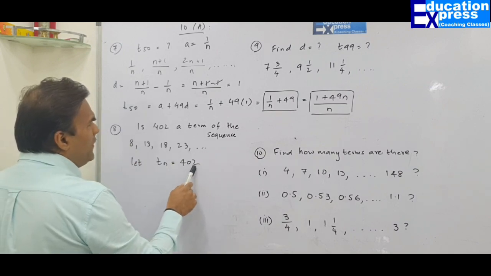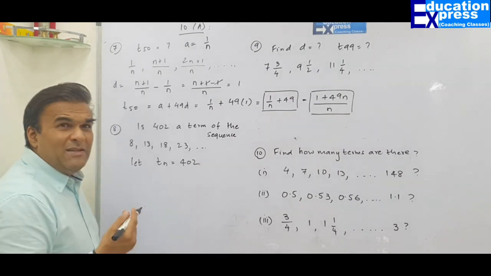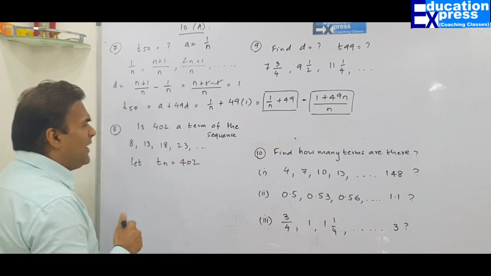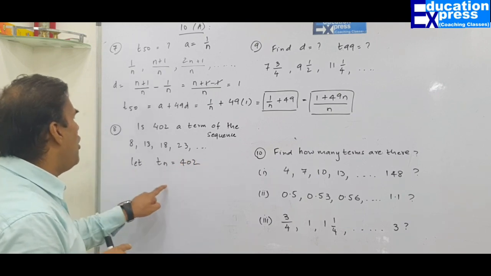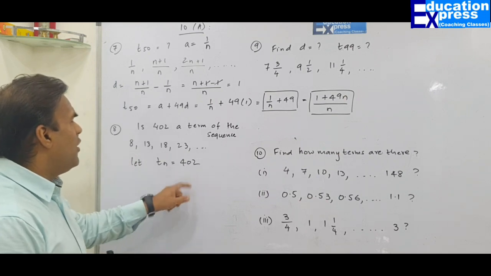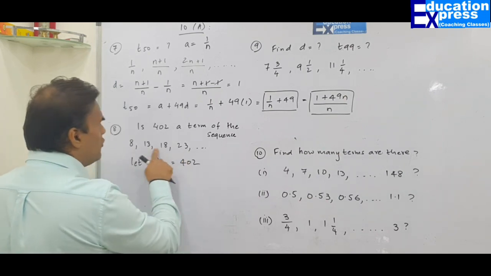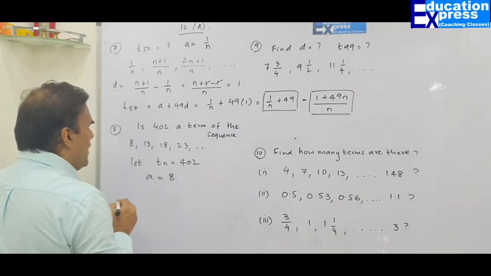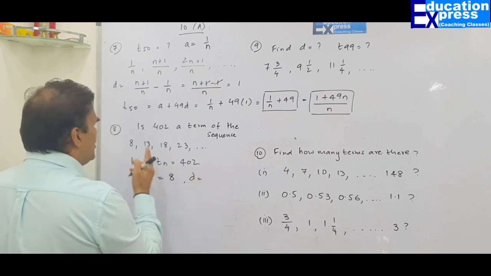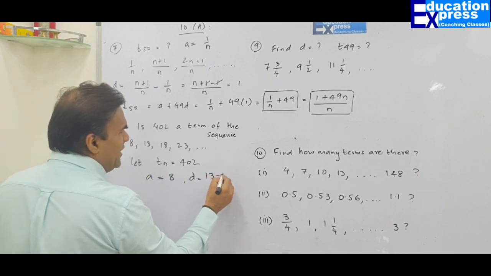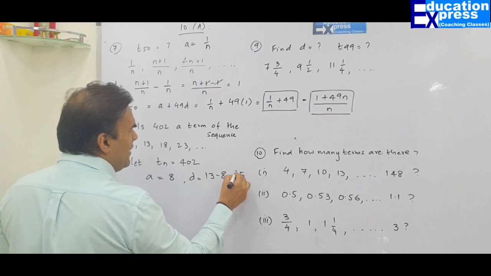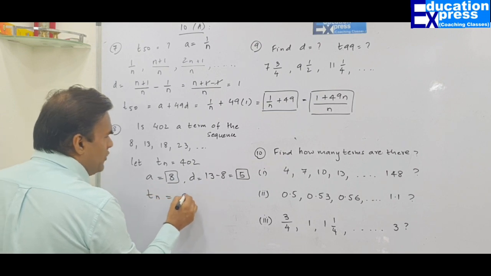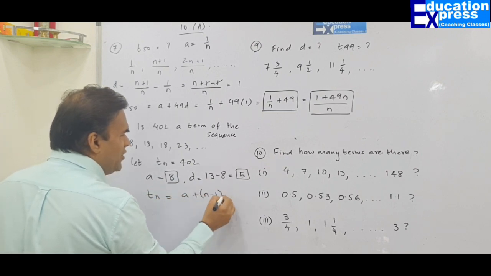That way even 402 must be some term, maybe 69th term or 105th term and so on and so forth. So let us verify whether 402 actually belongs to this series. Let us find out what is the position of 402 in this series. Given that a is 8, and d equals second term minus the first term, which is 5. So d is available, a is available, Tn equals a plus n minus 1 into d.